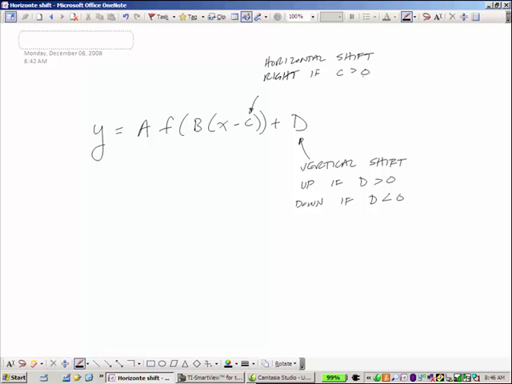If c is greater than 0, this looks like x minus 5. 5 is greater than 0, right? The minus sign stays. What if, well, not what if, we know it's going to be left if c is less than 0. Because if c is less than 0, give me a value that's less than 0. All right, negative 5. So x minus negative 5 turns into x plus 5.